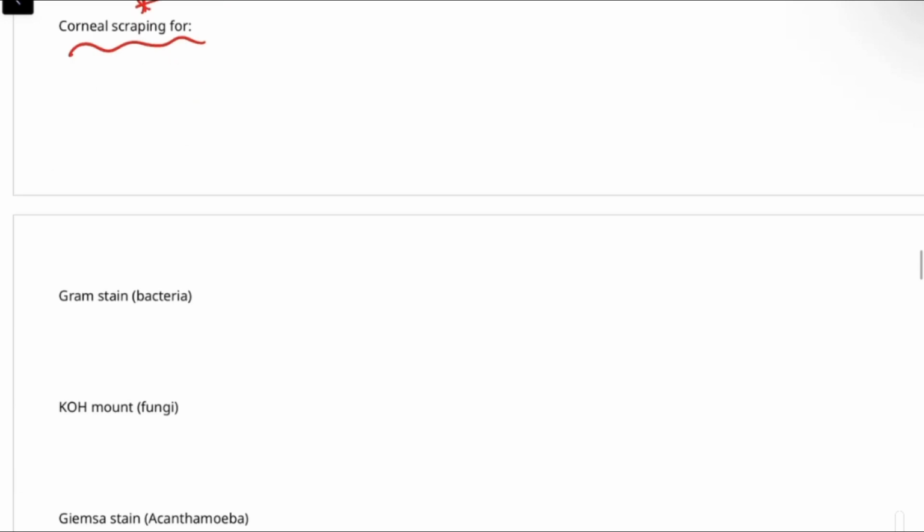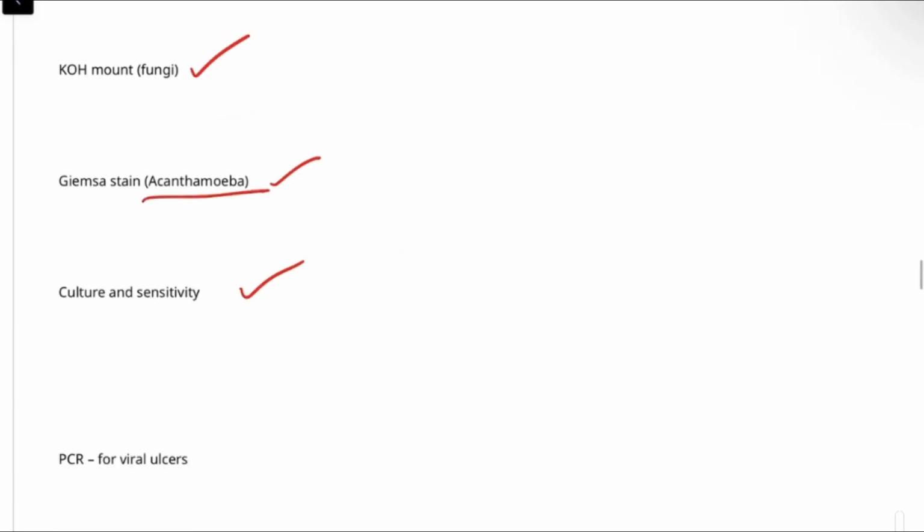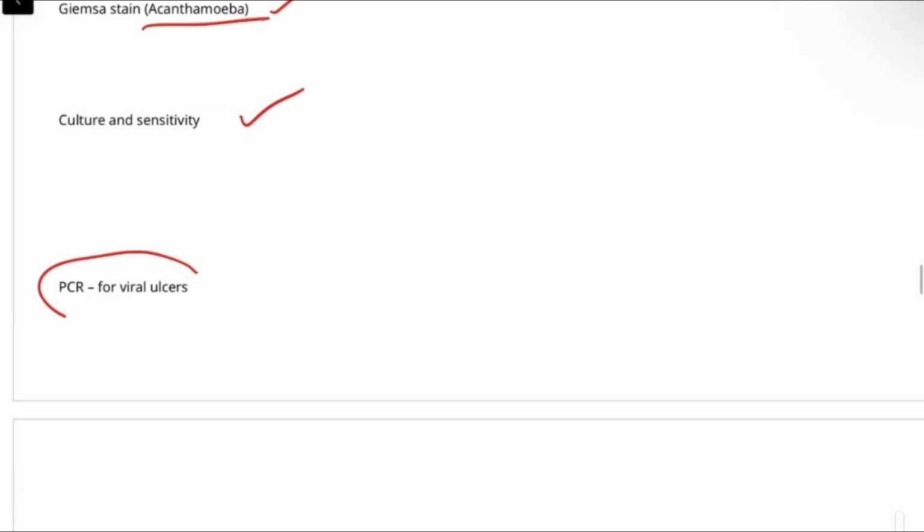Corneal scraping, what do we do? We do corneal scraping, this is just like taking a pus culture. Okay, when we scrape the cornea, if there is any bacterial growth or fungal growth, whatever is growing, we will take that scraping and send it for Gram staining, KOH mounting to find out the fungi which is growing, Giemsa stain for acanthamoeba, culture and sensitivity to know which antibiotic will be sensitive for this patient. If it is a viral ulcer, then we'll use the same corneal scraping for PCR.